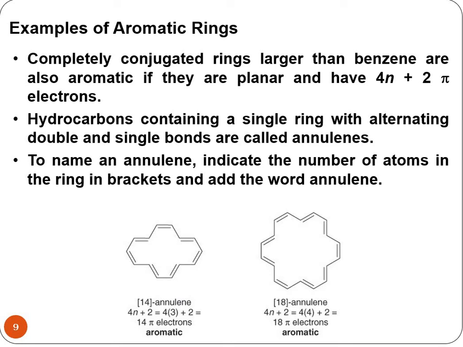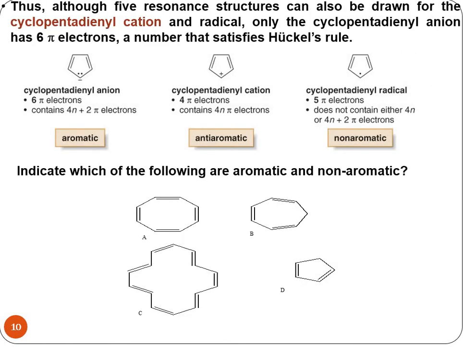Hydrocarbons containing a single ring with alternating double and single bonds are called annulenes. To name an annulene, indicate the number of atoms in the ring in brackets and add the word annulene. [14]Annulene: 4n plus 2, 4 times 3 plus 2, 14 pi electrons, aromatic. [18]Annulene, aromatic. Now, although five resonance structures can also be drawn for the cyclopentadienyl cation and radical, only the cyclopentadienyl anion has 6 pi electrons, a number that satisfies Hückel's rule.